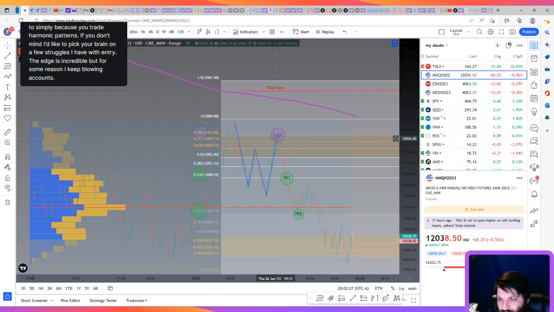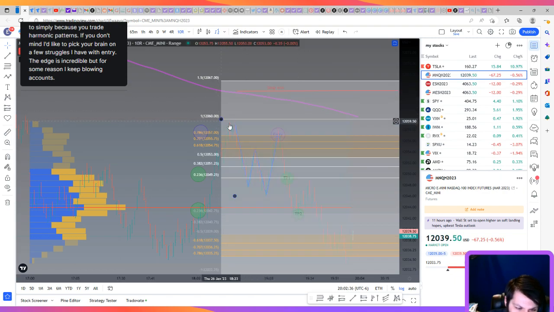My stop loss is, let's go ahead and see, at 12,065. The top of the structure is 12,060, so that's 5 points, okay? 5 points on MNQ. My entry is here, which is 3 points. So in total, we have 8 points.